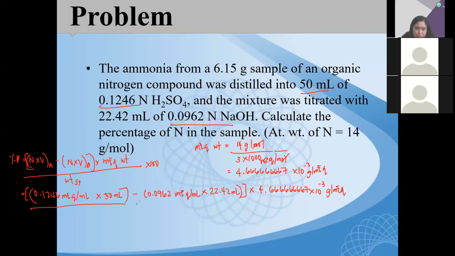And then divided by the weight of the sample, which is 6.15 grams. Okay? Ammonia was mentioned there because when you digest the sample, if it has nitrogen, it releases ammonia. But nevertheless, the weight of the sample is 6.15 grams. So again, do not forget the times 100. Let's cancel the ml, the MEQ, and also the grams, so we can go straight.